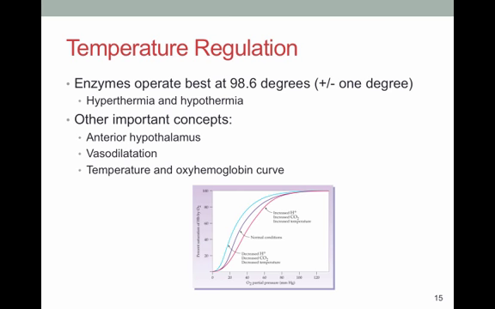If you have a fever of 106, 109, that is not a good thing. So low-grade fevers, 100, 101, is kind of a good thing. It increases metabolism and gets the bacteria out a little faster.